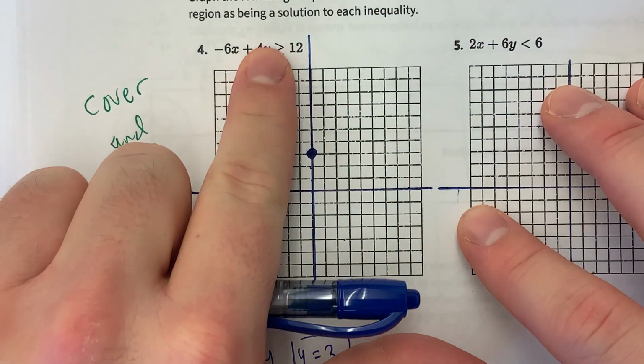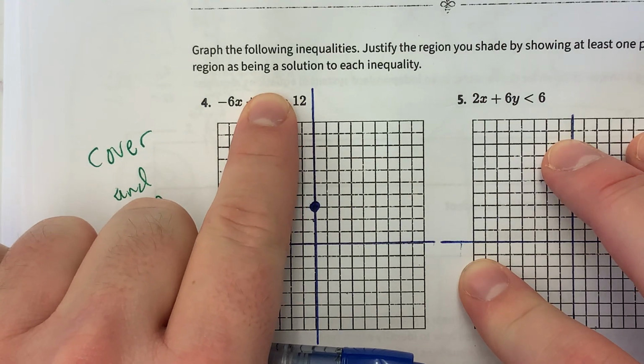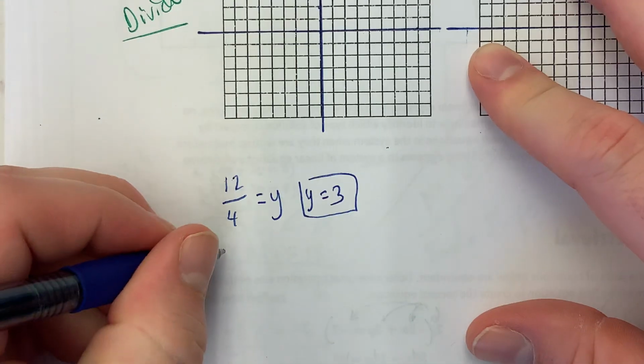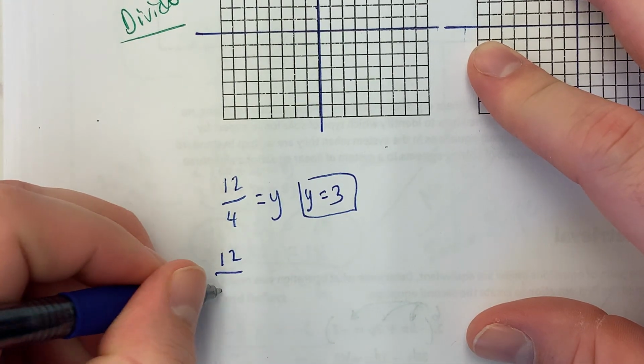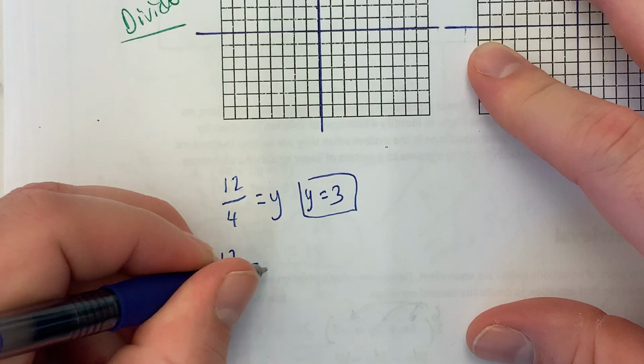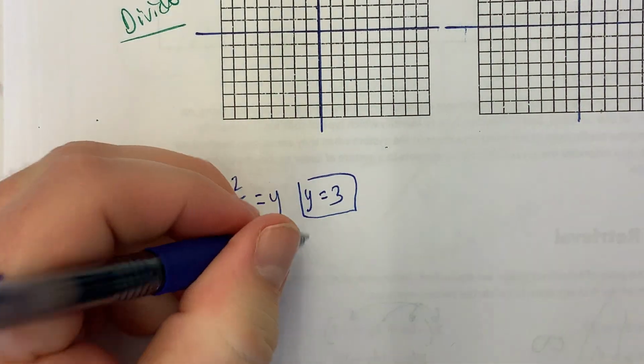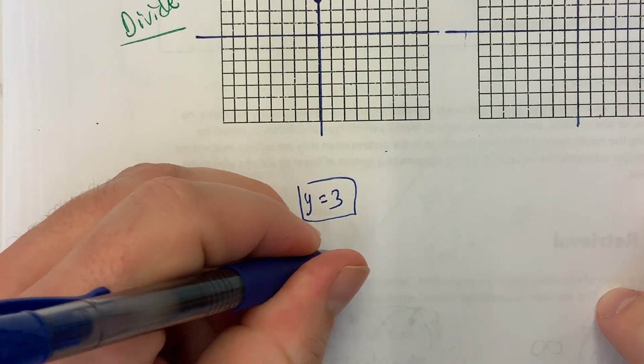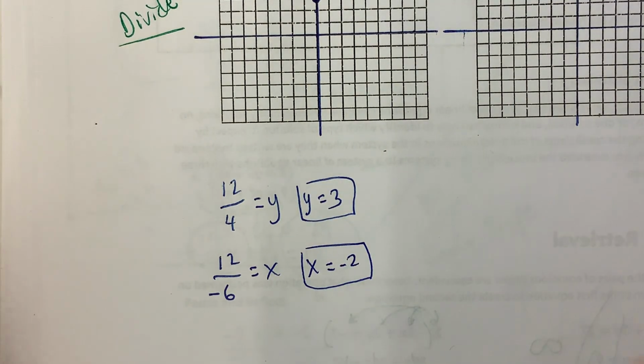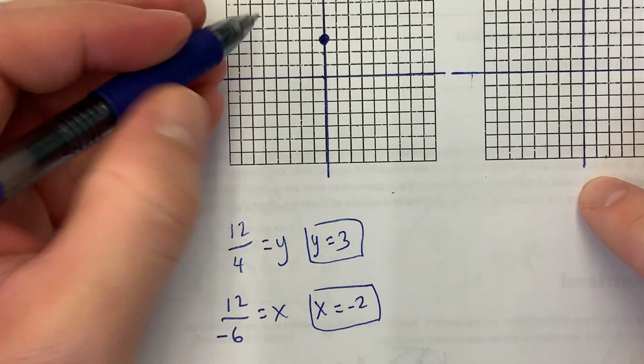Now cover the other one. See? 12 divided by negative 6. And that's what x is. And you can do that in your calculator. 12 divided by -6. That's -2. So you go to the x and you go to -2.